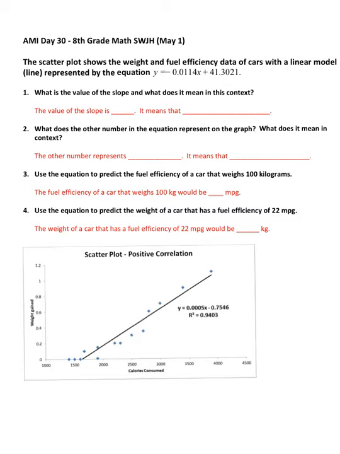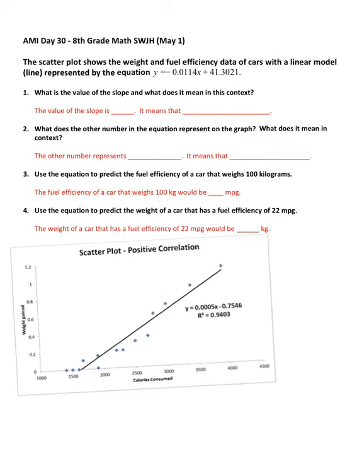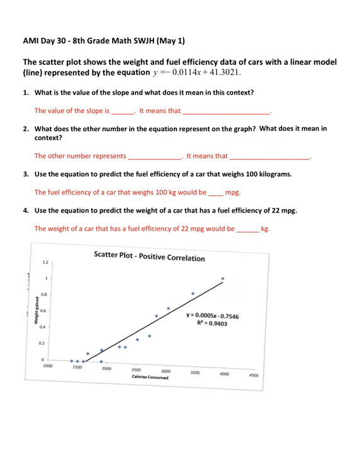So slope is comparing the x to the y. Let's start over with that. Whatever the x was, if it were a negative slope, then for every calorie consumed, the weight gained would go down. So negative slope means as x increases, y decreases, and so that's what you need to know for the cars and the weight efficiency.